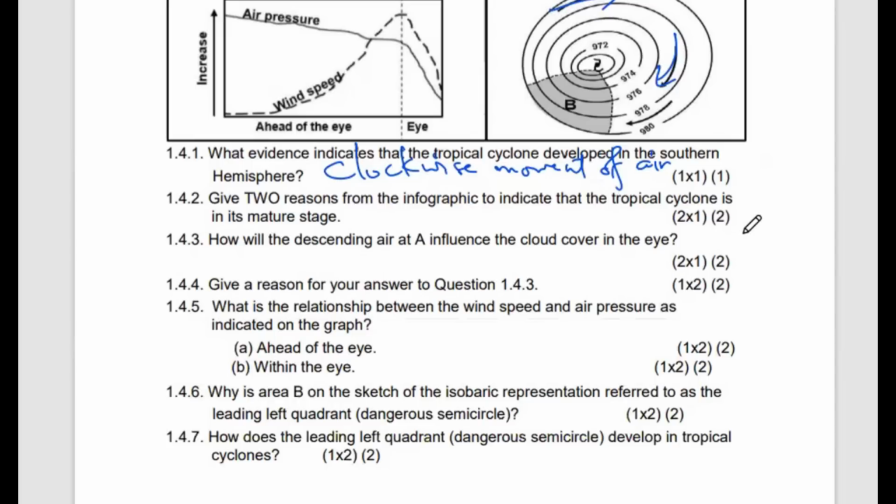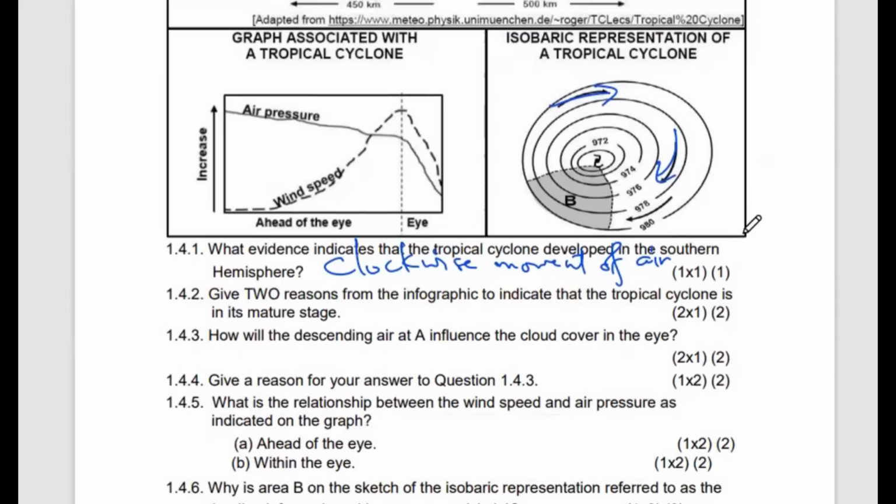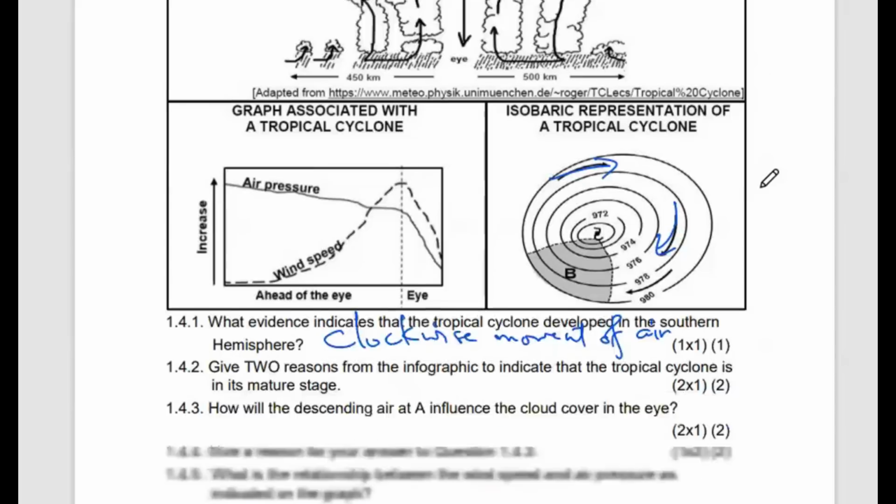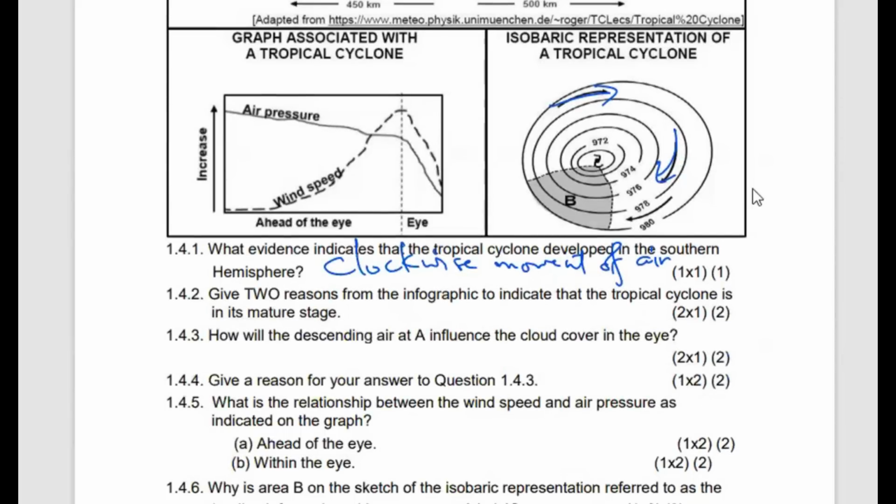Give two reasons from the infographic to indicate that the tropical cyclone is in its mature stage. What evidence can we figure out to suggest that this tropical cyclone is in the maturity stage of its formation? And the other thing also, besides the clockwise circulation, there's another piece of evidence that we can also use to indicate the direction. We can also use the position of the left quadrant, this thing here.